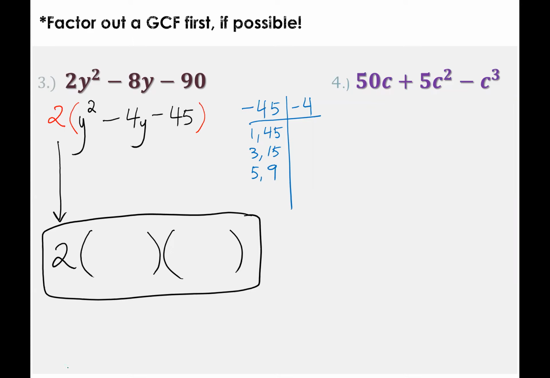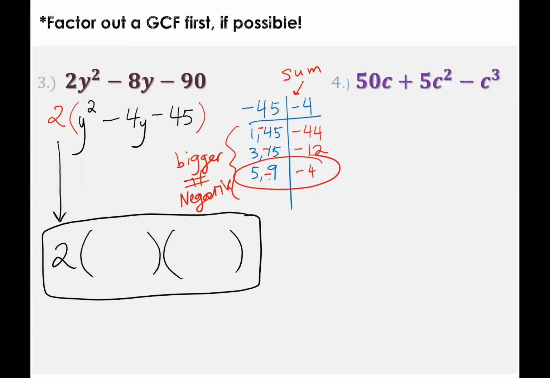Okay, now this time, because I need my sum to be negative, as I'm looking at signs here, I need the bigger number to be negative this time, so that when they add together, they're adding up to something negative. Okay, so negative, negative, negative. And now when I find the sum of each of these, 1 plus negative 45 is negative 44. Definitely not the one we want. 3 plus negative 15 is negative 12. 5 plus negative 9 is negative 4. That's the one right here. Okay, so I'm going to need a positive 5 and a minus 9 in my answer.